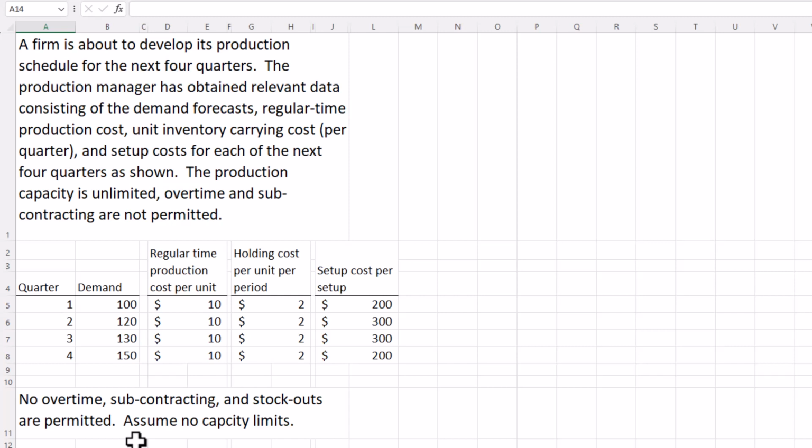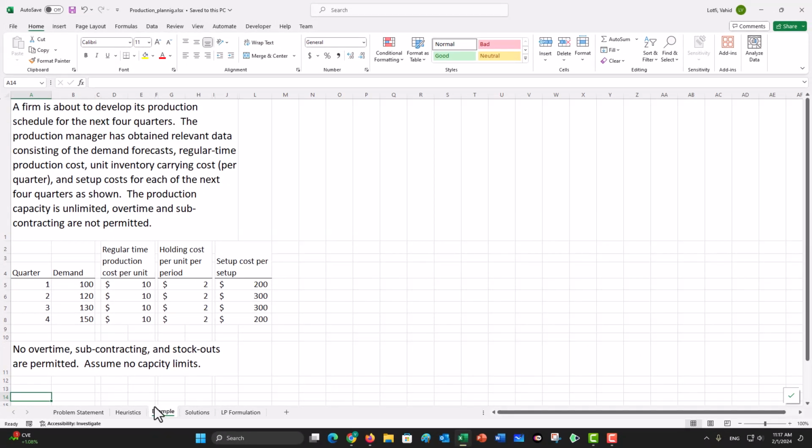However, the setup costs vary. Setup cost in the first quarter is 200, for quarters 2 and 3 are 300, then for quarter 4 is 200. And as said above, no overtime, subcontracting or stockouts are permitted. And we are going to assume there is no capacity limit. So let's look at some heuristic solution procedures.